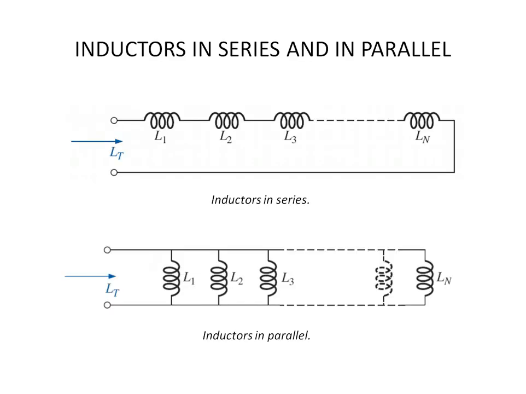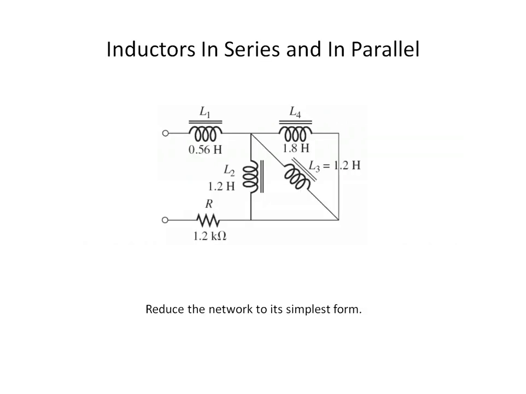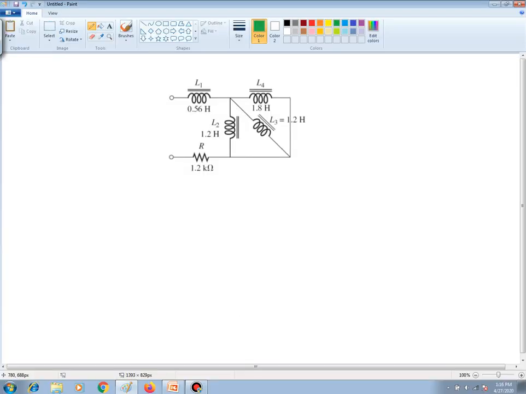So here we have two diagrams. One is showing inductors in series and the other one is showing inductors in parallel. In this diagram, we are asked to reduce the network to its simplest form. So let's take a look at it.